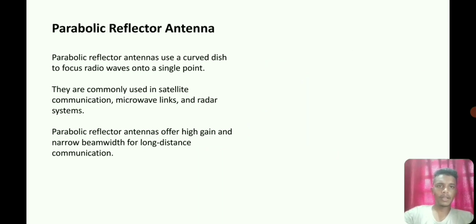And the parabolic reflector antennas. Parabolic reflector antennas use a curved dish to focus radio waves onto a single point. They are commonly used in satellite communication, microwave links, and radar systems. Parabolic reflector antennas offer high gain and narrow beam width for long distance communication.